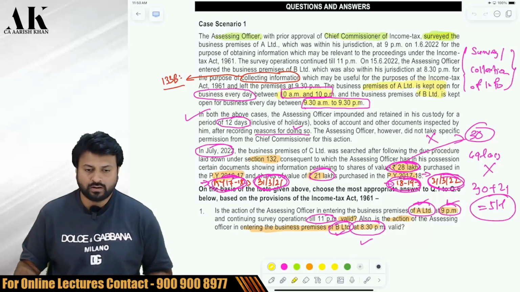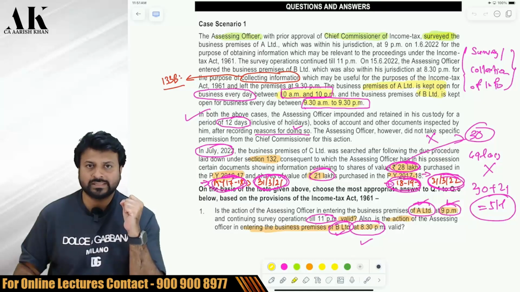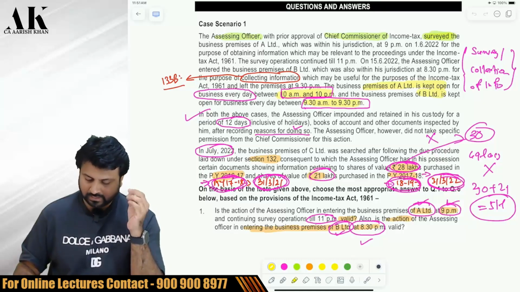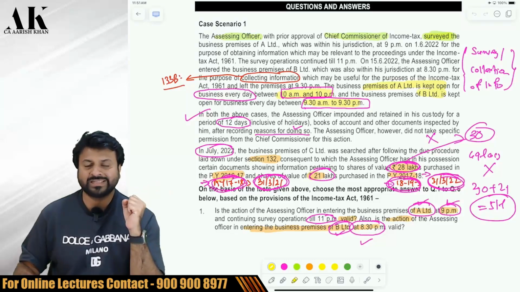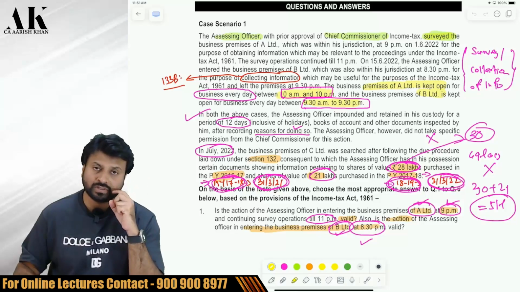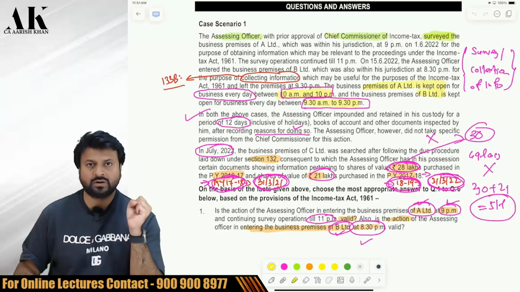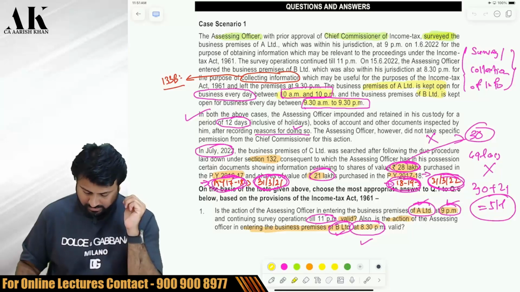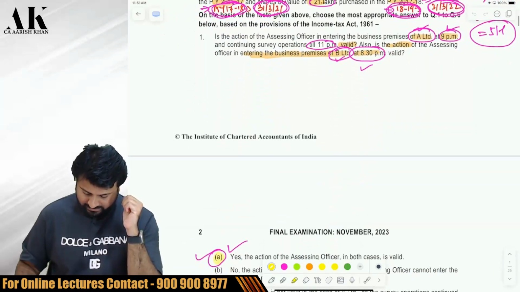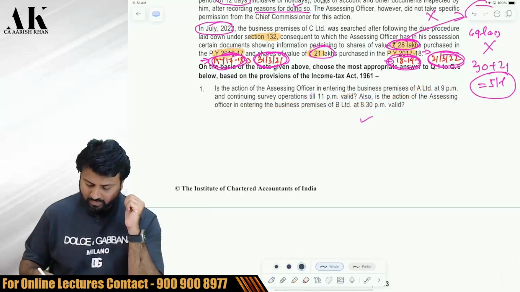Okay. Now, the very first thing which I would like to say in this case scenario is, this case scenario generally covers three aspects. Firstly, it covers survey, which is covered under 133A. Second, it covers collection of information which is covered under 133B. And third, it covers search and seizure which is covered under section 132. So these are the three aspects which are covered over here. Okay. So let us start without wasting any further time. The first question over here is, let me read the question.